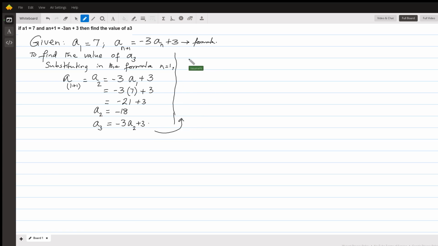So this is a3 equals negative 3, and we have a sub 2 to be negative 18, then plus 3. So negative 3 times negative 18 will be a positive 54, plus 3. So we were required to find the third term, A3, and we do have it now, which is 57. I hope you find this helpful.